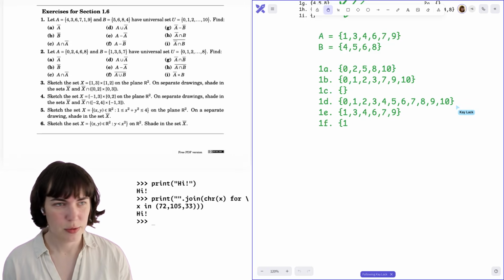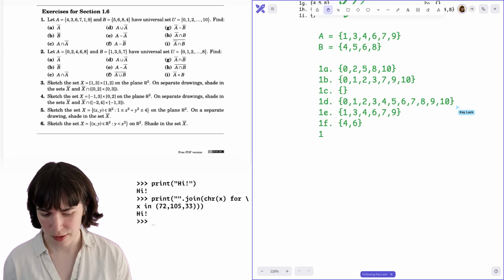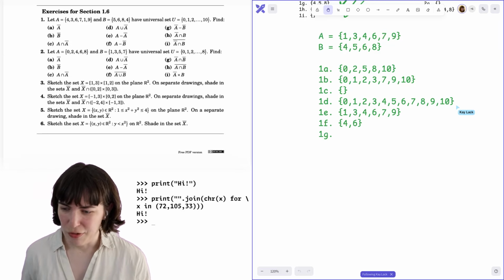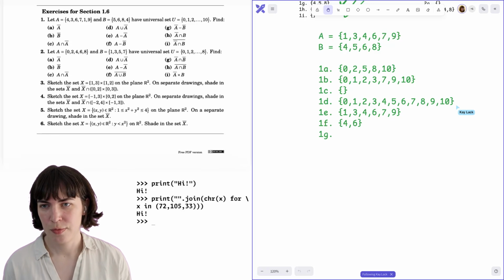1F, okay, A. So everything that's in this, less everything that's in this. Okay, so we've got 1 is in 1B, yes. 3 is in it. 4 is not in it. 6 is not in it. 7 is in it, and 9 is in it. So I think it's 4 and 6. Am I familiar with the Boolean operator symbols? In theory, I should be.